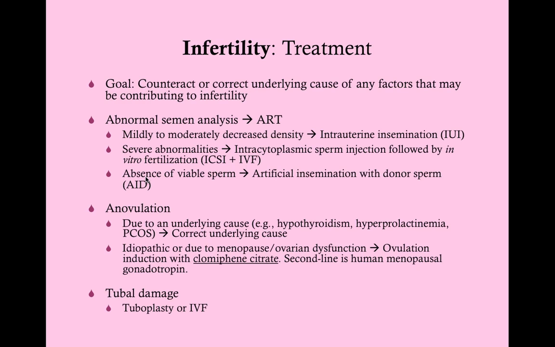If there's an absence of viable sperm, then there's no way he can father children. And so in this case, for her to get pregnant, you'll need to use a donor sperm, artificial insemination with donor sperm. Well, what about for her? If she's not ovulating, then there's a number of causes. First, we want to look to see if there's an underlying cause.